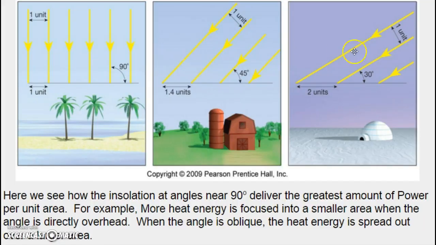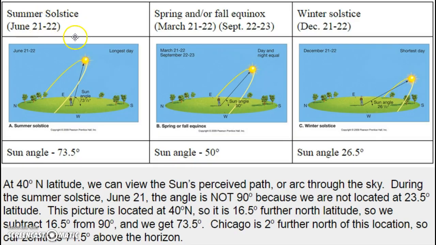And that's further illustrated here. Direct sunlight, if it's 90 degrees above overhead, this would be at 45 degrees, and this would be at 30 degrees. And we can actually see how the insolation at angles near 90 degrees delivers the greatest amount of power per unit area. So the more direct the sunlight, the more heat energy that we find. And this just kind of reflects that. But let's make sure we go over it one more time.